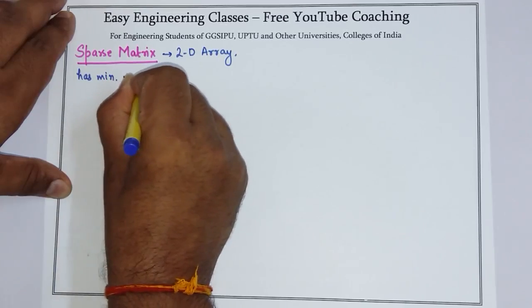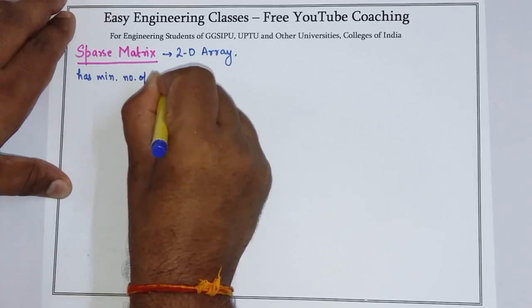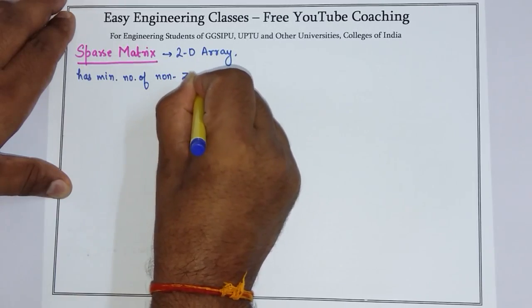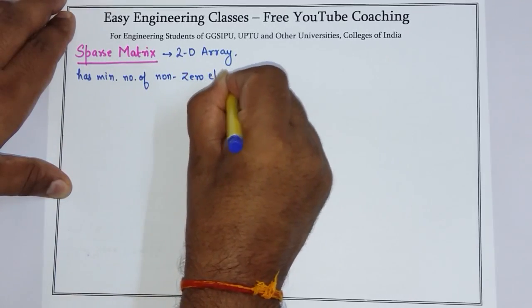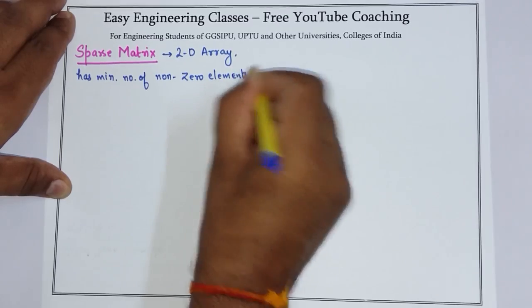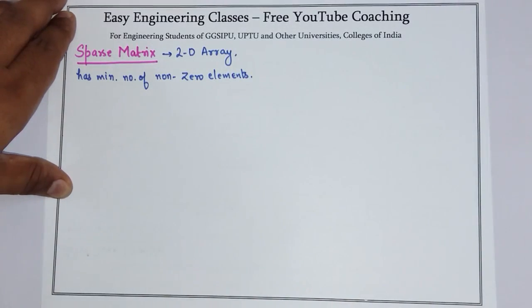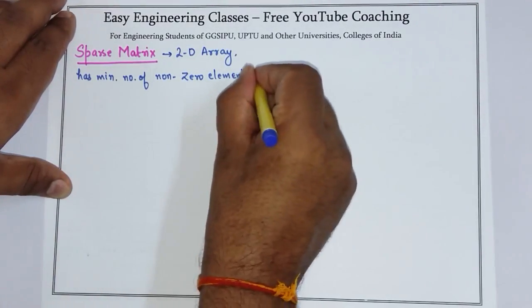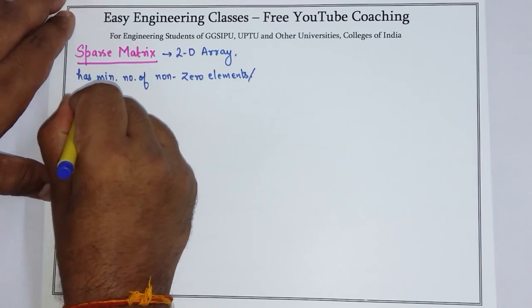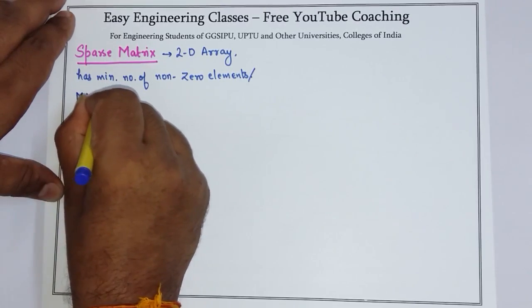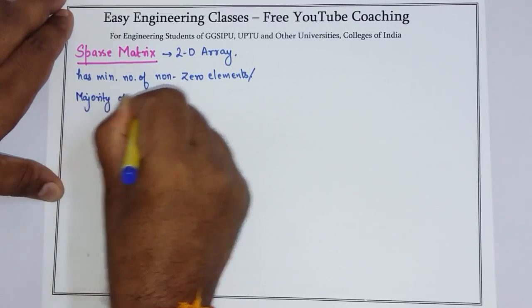minimum number of non-zero elements. तो एक ही एरे होता है, टू डायमेंशनल एरे होता है जिसमें नंबर ऑफ नॉन ज़ीरो एलिमेंट्स मिनिमम होते हैं. और वी कैन ऑल्सो से दैट इट हैज़ मेजॉरिटी ऑफ ज़ीरो एलिमेंट्स.